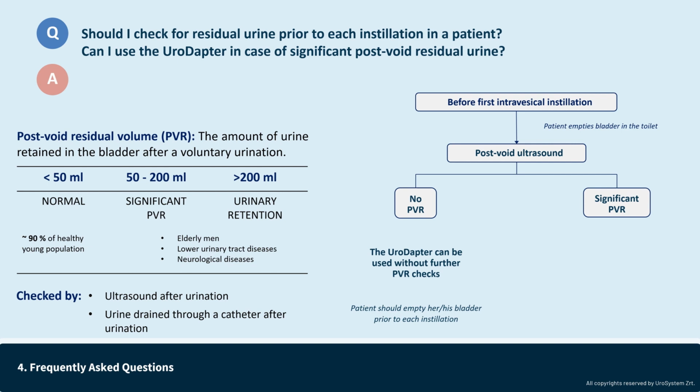In the minority of cases where patients have significant PVR, the UroDapter is not ideal for bladder instillation. However, it can still be effectively used for urethral treatments or diagnostic purposes.